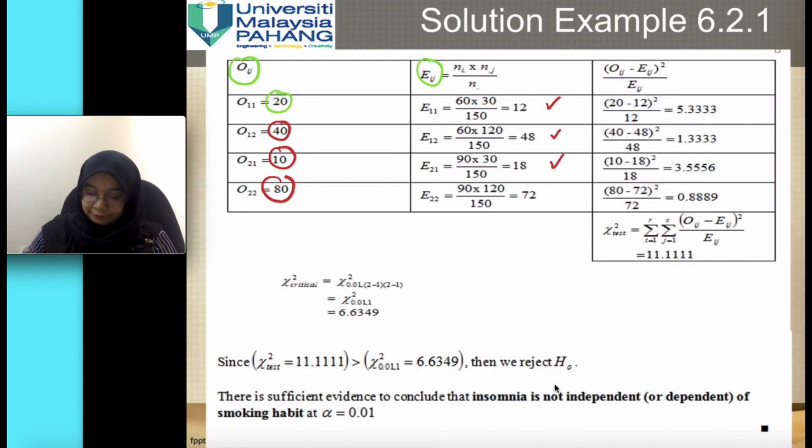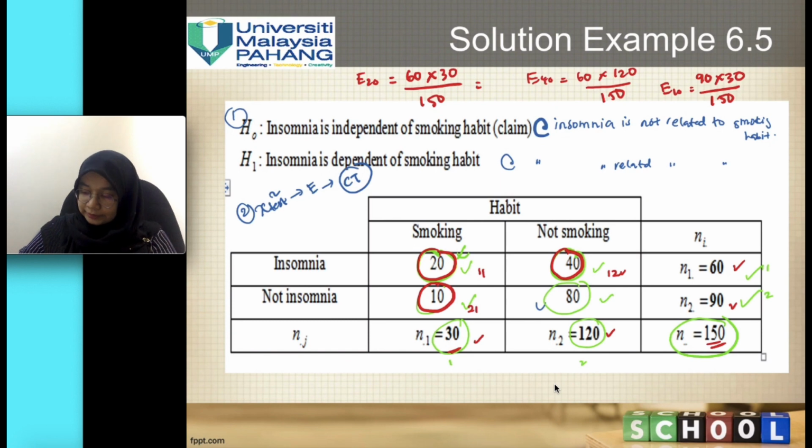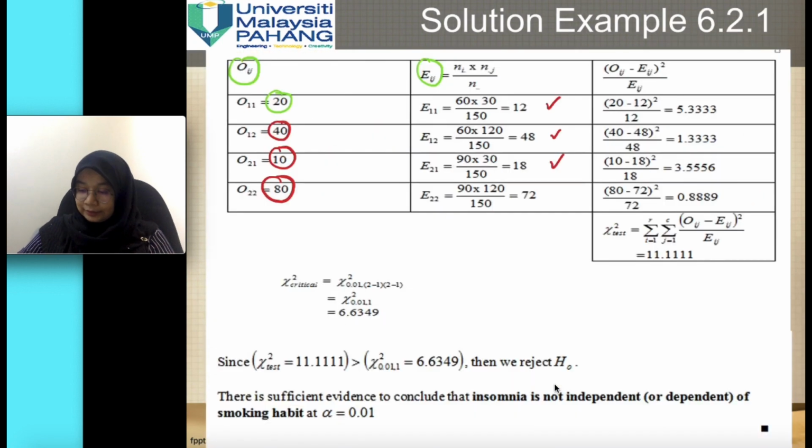How about E for 80? 80 is located at row 2, column 2. So, row 2 is 90 times column 2 is 120 divided by 150. You will get E for 80 here. Okay, after you got the E, you put it into this formula. O minus E squared divided by E.